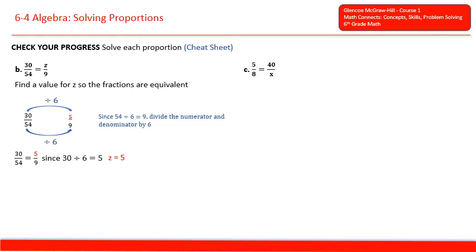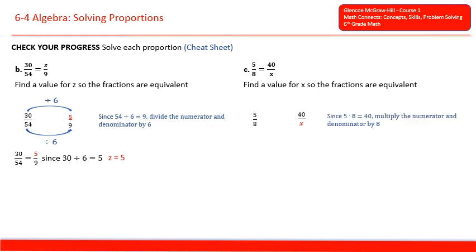C. 5 over 8 equals 40 over x. Find the value for x so the fractions are equivalent. 5 over 8, 40 over x. Since 5 times 8 equals 40, multiply the numerator and denominator by 8. 5 times 8 equals 40. 8 times 8 equals 64. 5 over 8 equals 40 over 64, since 8 times 8 equals 64.